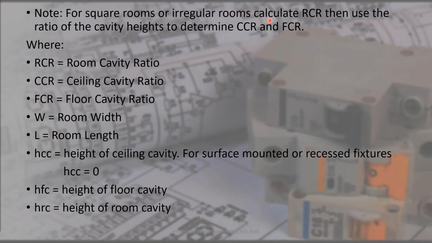So note, for square rooms or irregular rooms, calculate the RCR first. Then use the ratio of the cavity heights to determine CCR and FCR. Don't forget that we have a constant. The height of the ceiling cavity must be 0 if you are using surface mounted or recessed fixtures.